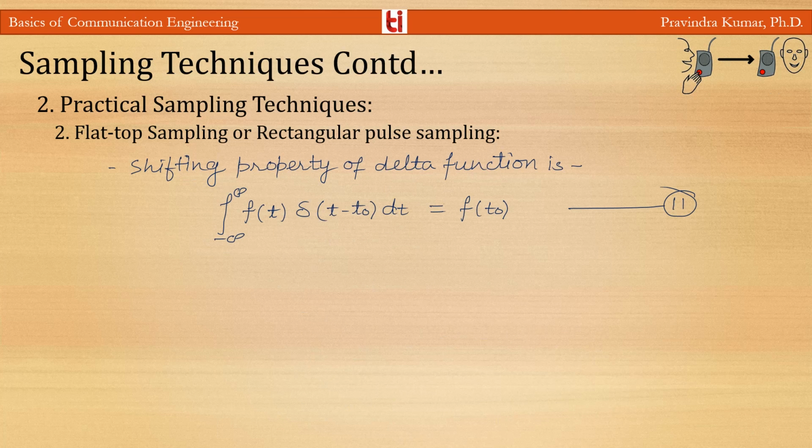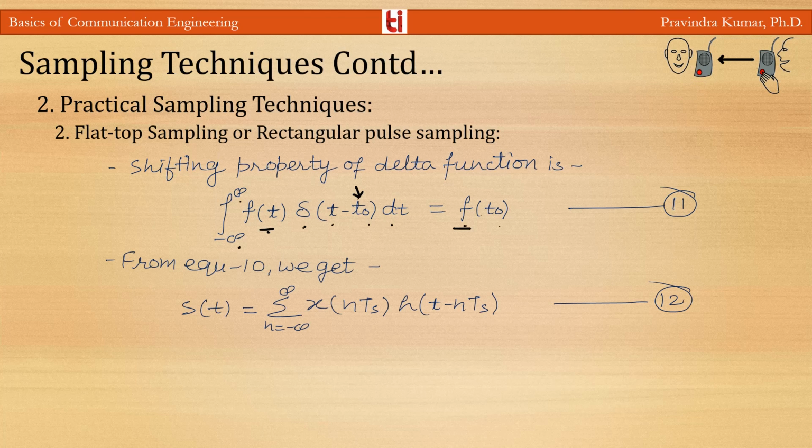Now from the shifting property of the delta function, we know that if there is a function f(t), then the integral from minus infinity to infinity of f(t) delta(t minus t0) dt gives the value of the function at the instant t0, that is f(t0). So from this property, we can have the flat top sampled signal s(t) equal to the summation of x(nTs) times h(t minus nTs), and this equation 12 represents the flat top sampled signal in the time domain.